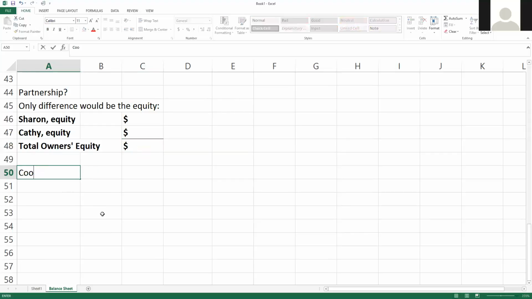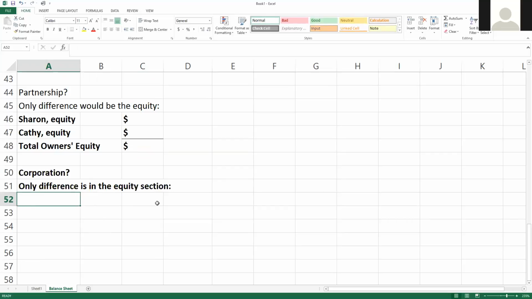And a corporation, only difference is in the equity section. So again, the only changes are in the equity section. Assets and liabilities are going to be the same as what we saw before. If the company didn't do lawn care, then obviously its assets are going to be different. They do something completely different, but it has no bearing on how the company is organized, as if it's a partnership, corporation, or so on. And these should be bolded. So, okay.